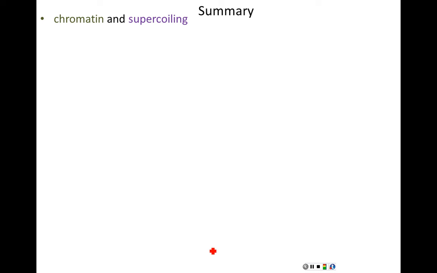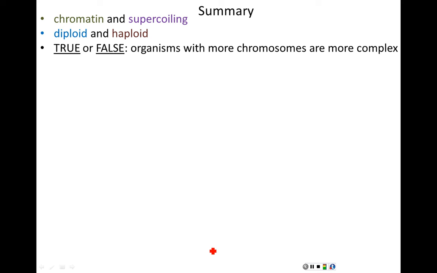We started off talking just about the differences between prokaryotes and eukaryotes, and some of those differences involved compaction of DNA. Humans have chromatin, that's the idea of wrapping DNA around histone proteins, whereas bacteria have the supercoiling, the rubber band experiment that we did. We defined diploid and haploid cells. Diploid cells have 2 homologous versions of each chromosome, one from mom, one from dad. Haploid cells have only 1 of each chromosome.